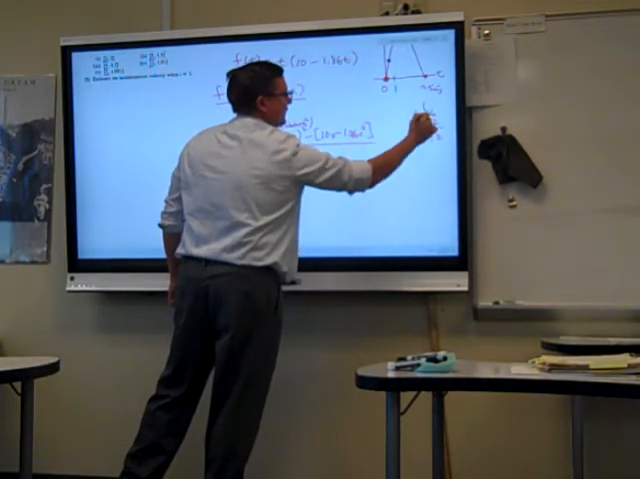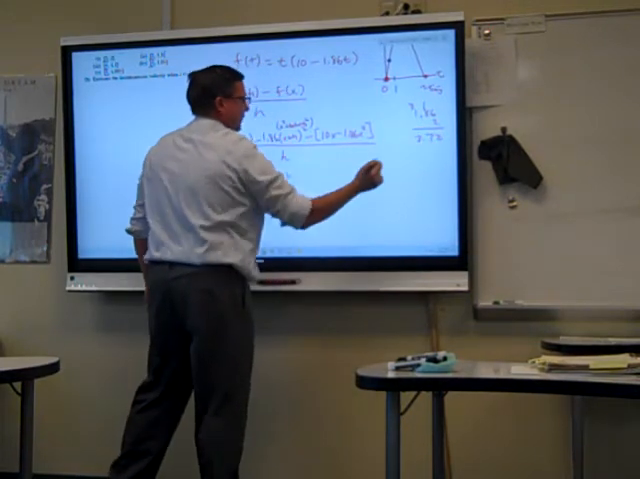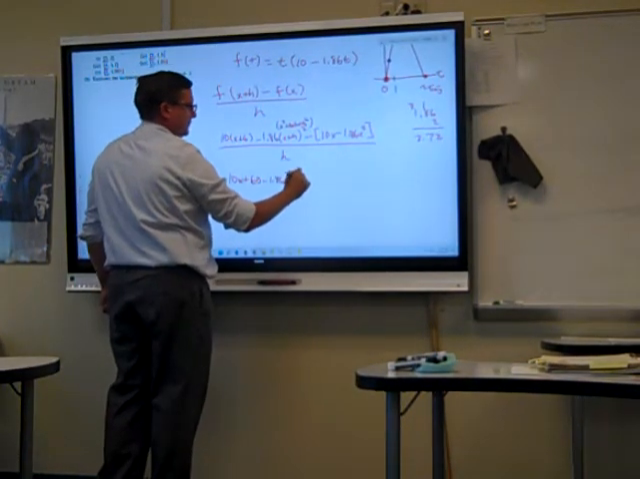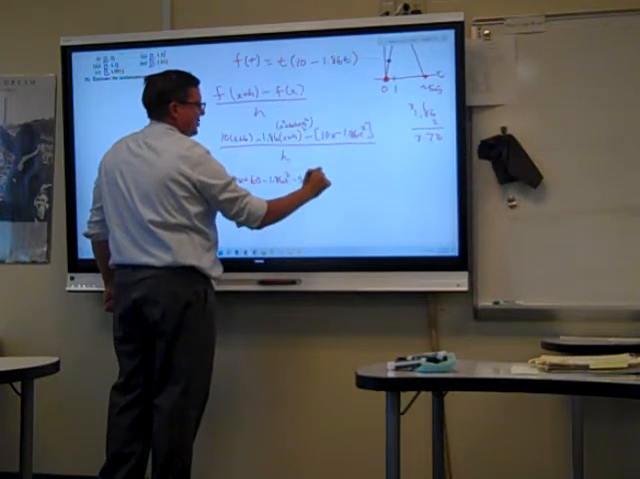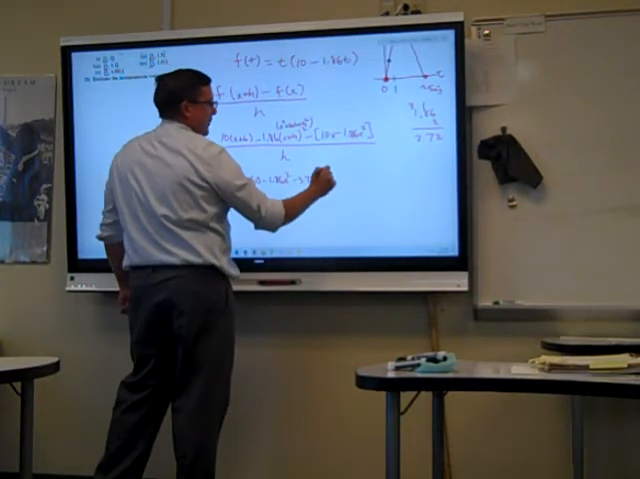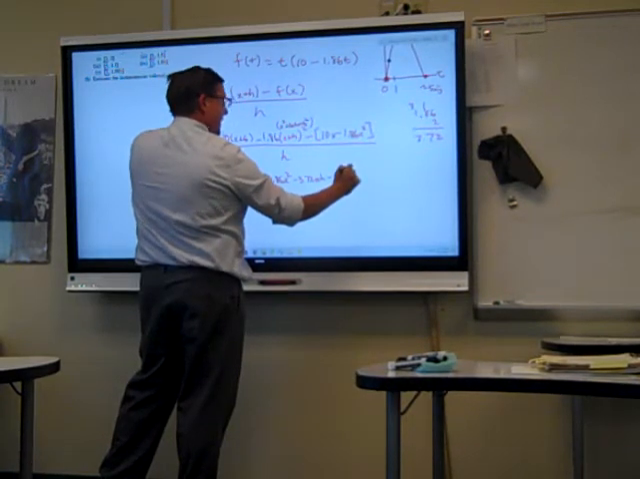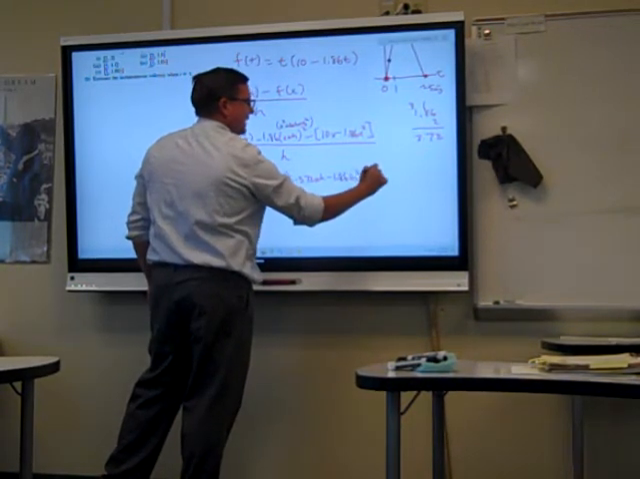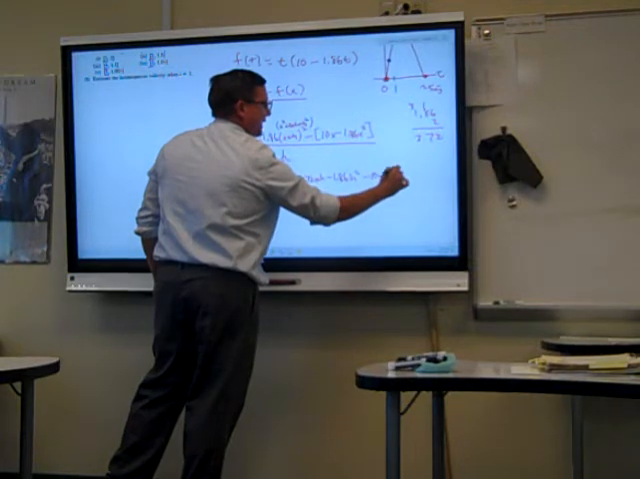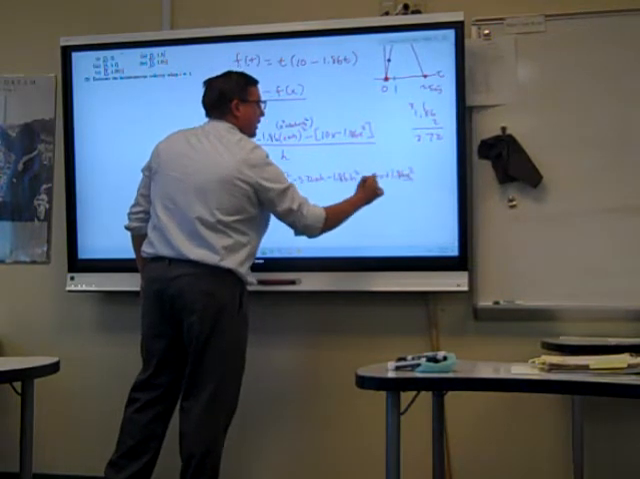2 carry the 1, 7. 3.72 xh minus 1.86 h squared minus 10x plus 1.86 x squared.